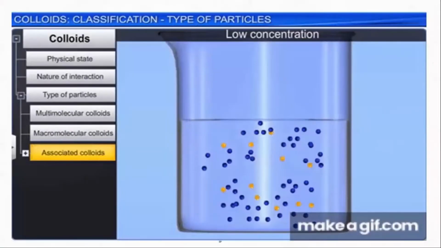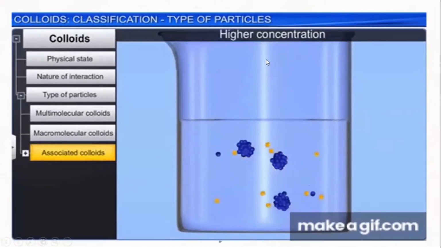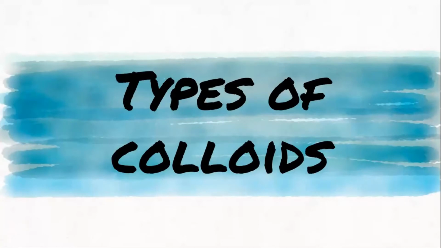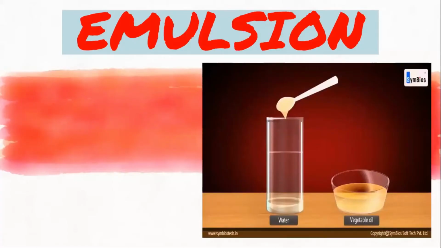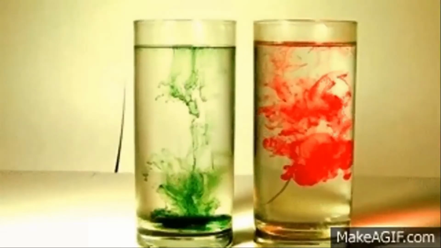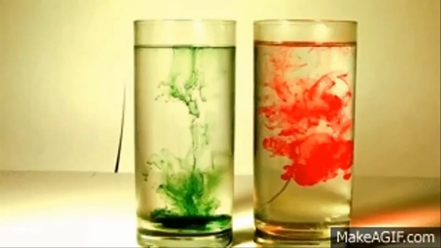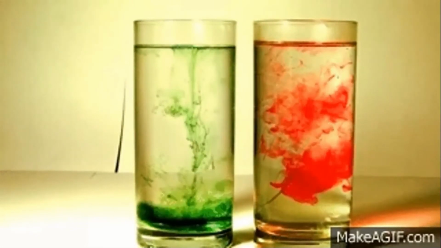So colloids depend on the concentration of solute you place in a solvent. And these are the different types of colloids. First is the emulsion. When we talk about emulsion, you are dispersing liquid into another liquid. Like if I'm going to place this vegetable oil with water, that is an example of emulsion. Or some other substances in liquid form being mixed with another liquid solvent.